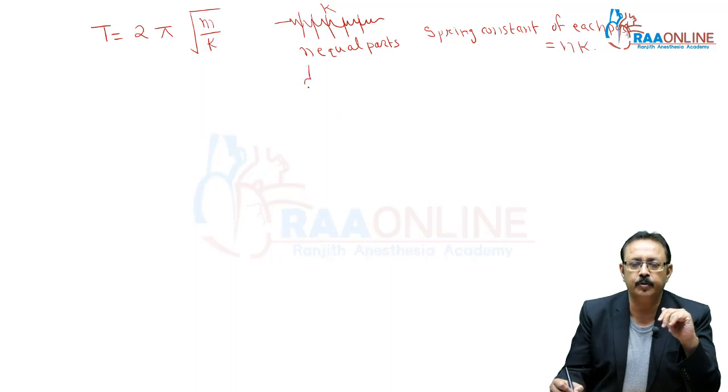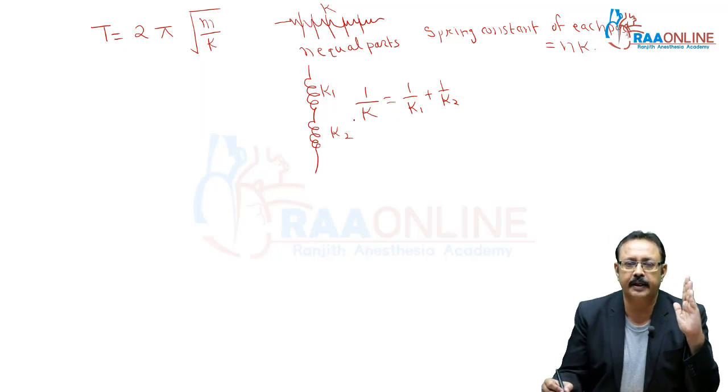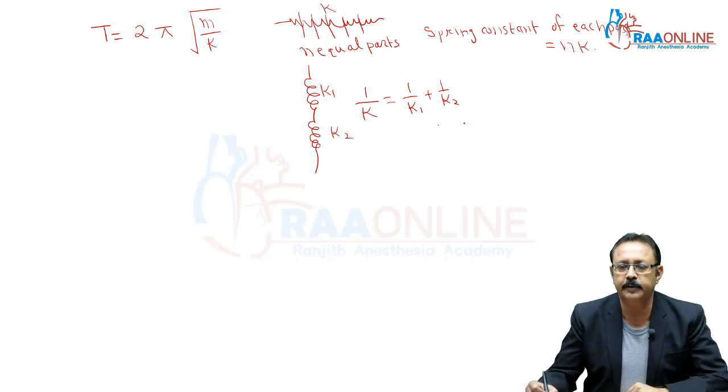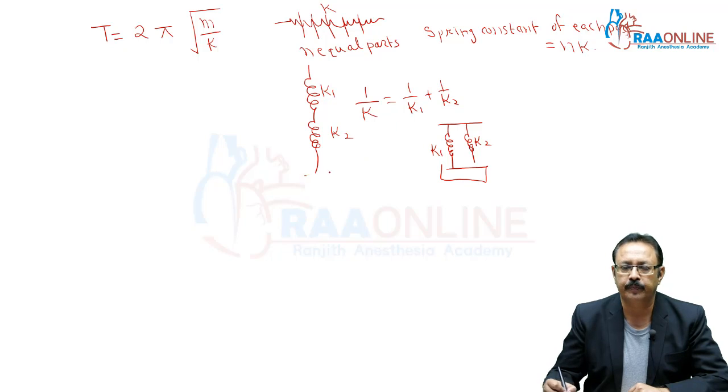If you are attaching two springs in series with spring constants k1 and k2, the equivalent spring constant will be 1 upon k equals 1 upon k1 plus 1 upon k2. Just the opposite result of resistance, which you have studied in 10th class. But if we are attaching springs like this, and the spring constant of one spring is k1 and the second is k2, the equivalent spring constant you can calculate by the formula k1 plus k2.